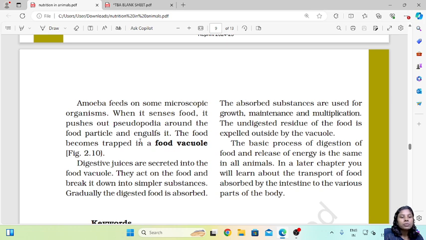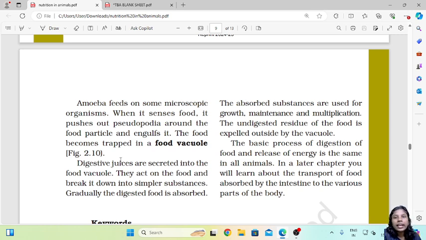The food becomes stuffed in a food vacuole. Digestive juices are secreted into the food vacuole. They act on the food and they break it down into simpler substances. Gradually the digested food is absorbed. So now what happens is that whenever this amoeba finds food or it senses food, it pushes out its pseudopodia around the food particle and it engulfs it. The food then becomes trapped in the food vacuole.